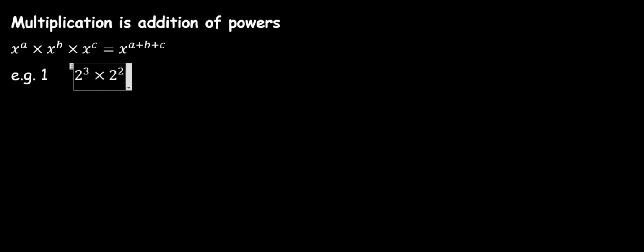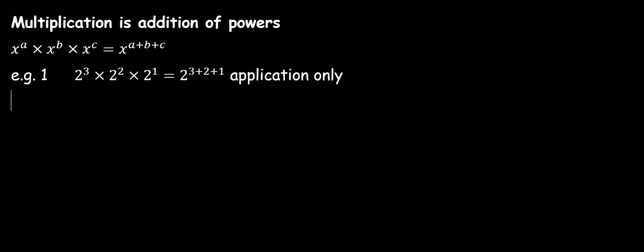Multiplication is addition of powers. Let's take the law. x raised to power a times x raised to power b times x raised to power c is equal to x raised to power a plus b plus c. Let's take a simple example to express the law. Example 1. 2 raised to power 3 times 2 raised to power 2 times 2 raised to power 1 is equal to 2 raised to power 3 plus 2 plus 1, all in the powers.